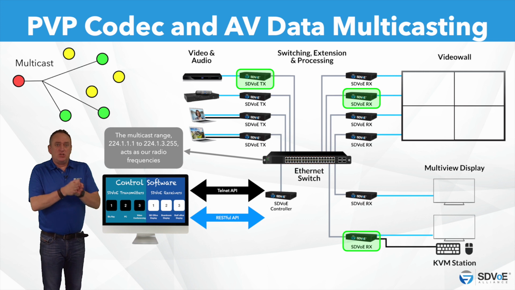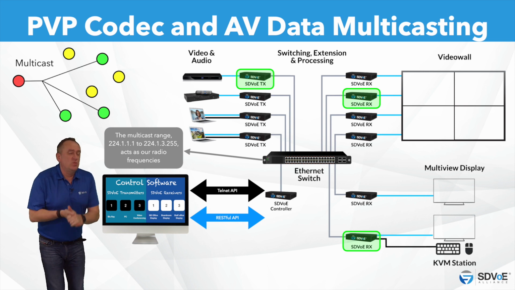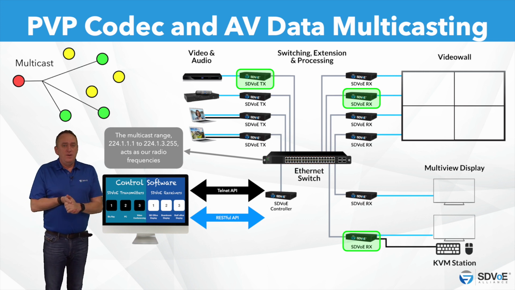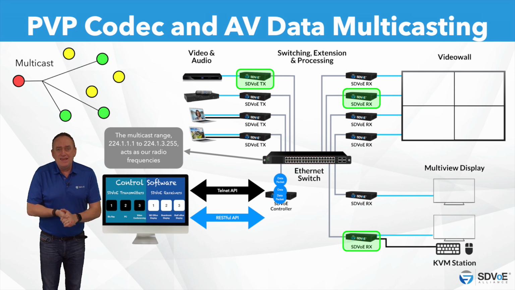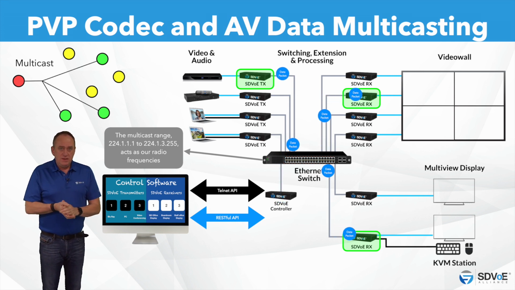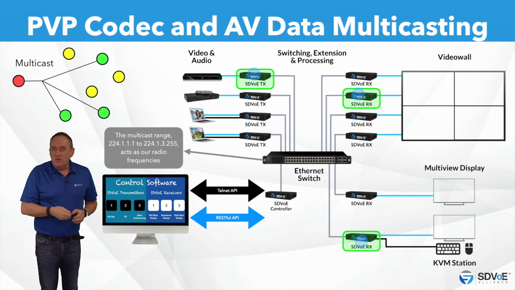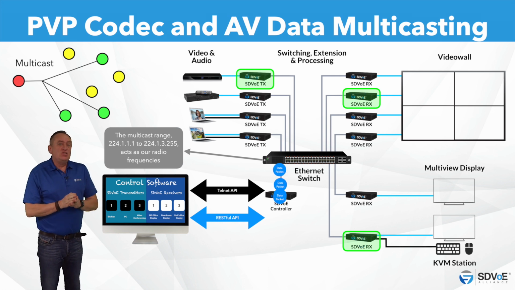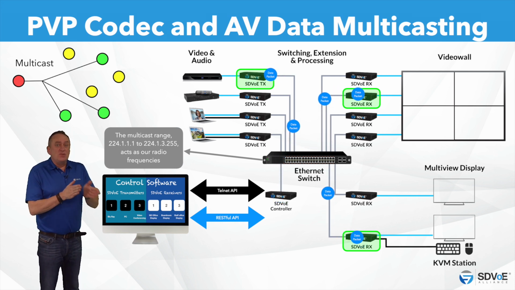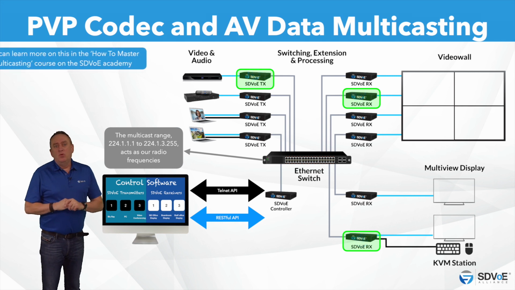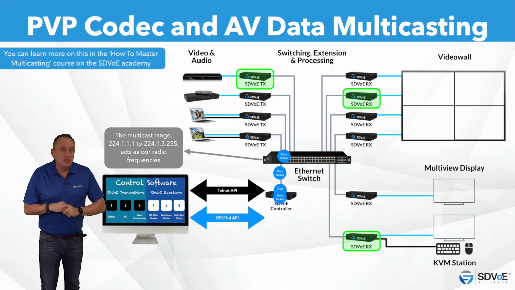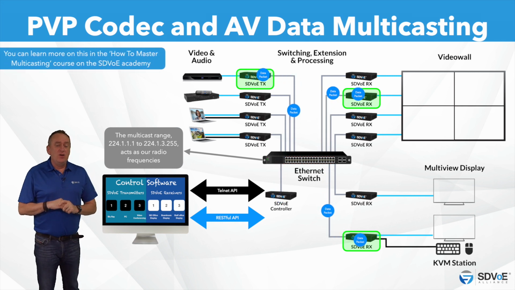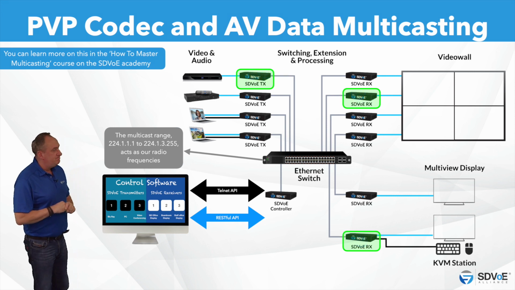224.1.1.1 up to 224.1.3.225, only carries a single AV data flow. And these are acting as our radio frequencies, allowing us to dial in to the right data stream. And you can learn more on this in the How to Master Multicasting course here on the SDVoE Academy.